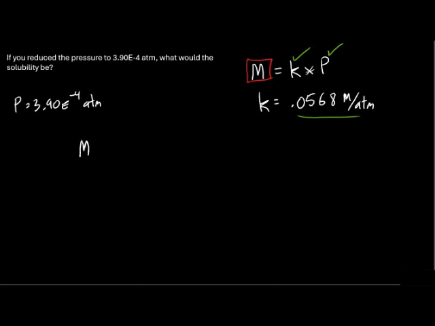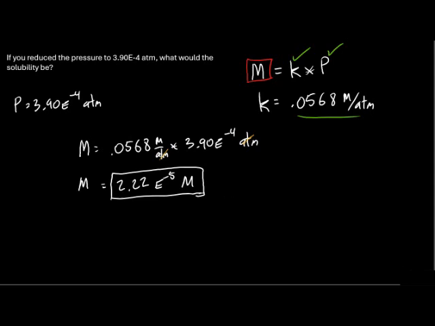So we'll say molarity equals 0.0568 molarity per ATM multiplied by 3.90 times 10 to the negative fourth ATM. When we multiply these terms, the ATM will cancel out, leaving us with just molarity, and now we place the numbers in the calculator. Our molarity will be 2.22 times 10 to the negative fifth molarity. This molarity we've just found is called the molar solubility. However, we can go one step further and get the mass solubility.